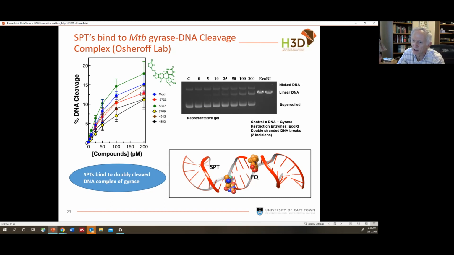And in fact, at the enzyme level for generating this linear DNA, compound 5867 was a little bit more active than moxifloxacin. And here are some of the activities that you will see in generating this linear DNA strand in the presence of various inhibitors. And again, moxifloxacin was the compound in blue.